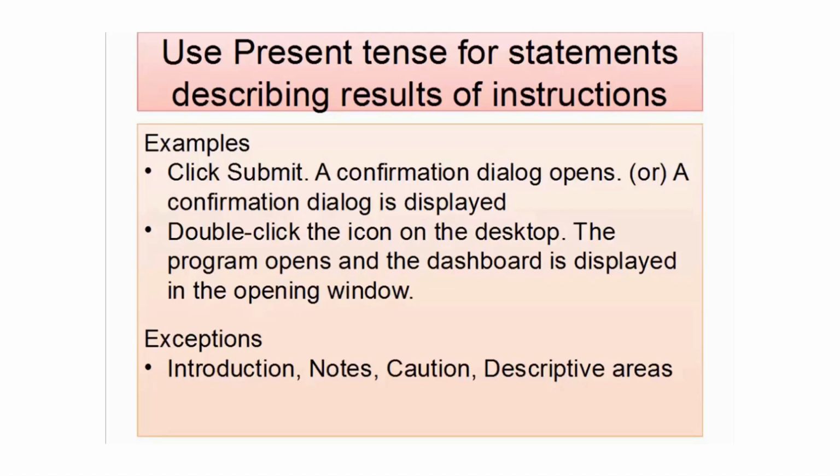Now, are there any exceptions to the second rule? Yes, of course. There are places where you will not be able to use the present tense. For example, the text and lines in the introduction topic that we created earlier have text written in tenses other than the present tense. Other places where the present tense may not come into play are notes, caution sections, which we'll look into soon, and other descriptive sections of the application or product.